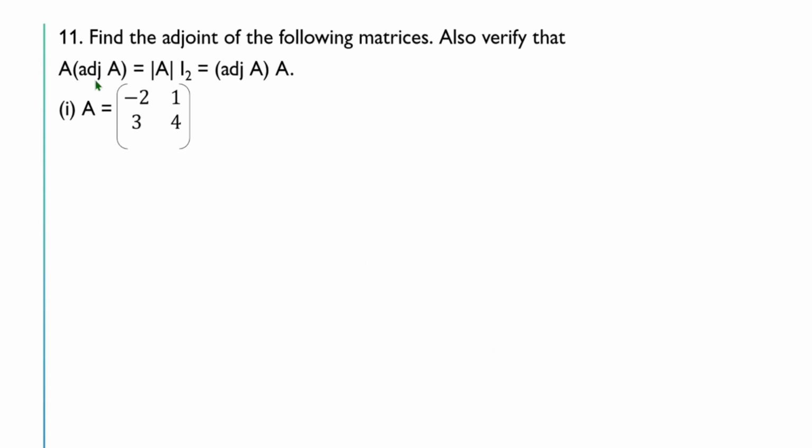Next question: find the adjoint of the following matrices. Also verify that A into adjoint of A equals determinant of A into I2 equals adjoint of A into A. So we have A. Since it is a matrix of order 2, it is easy for us to find the adjoint of A. So adjoint of A is to change the diagonal elements and change the sign of the remaining elements.